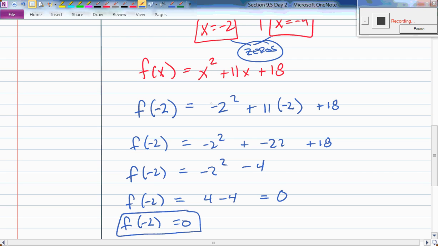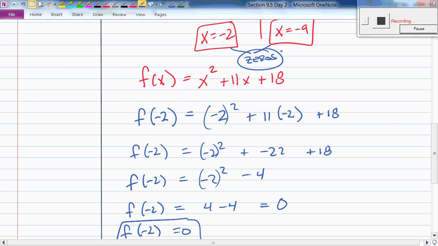That's what that means. So you've got to think of it like this. Negative 2 is a 0 of the function. And negative 9 is also a 0 of the function. If we were to plug in f of negative 9, we would also get a 0 out of this thing.